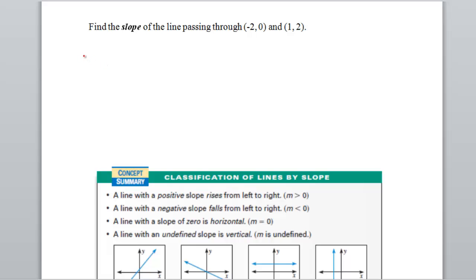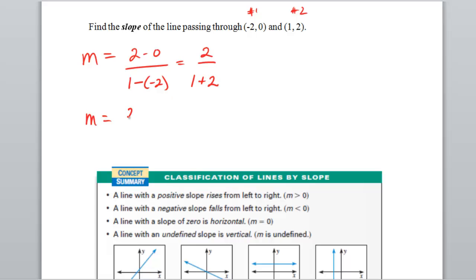Okay, and so I'll just take one method, and I'll start with point 1 and point 2. That way I can keep things straight. So I'm going to start with my y's. My change in my y's goes on top, and then my change in my x's goes on bottom. Now this is very important that if you're subtracting a negative, that you are paying very close attention to parentheses and not getting those confused. That's going to leave me 2, and that's 1 plus 2. So my slope is going to be 2 over 3.